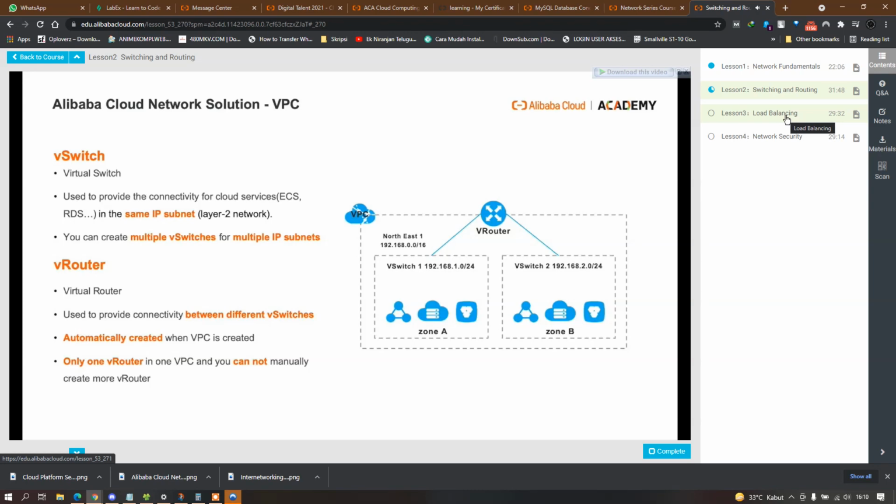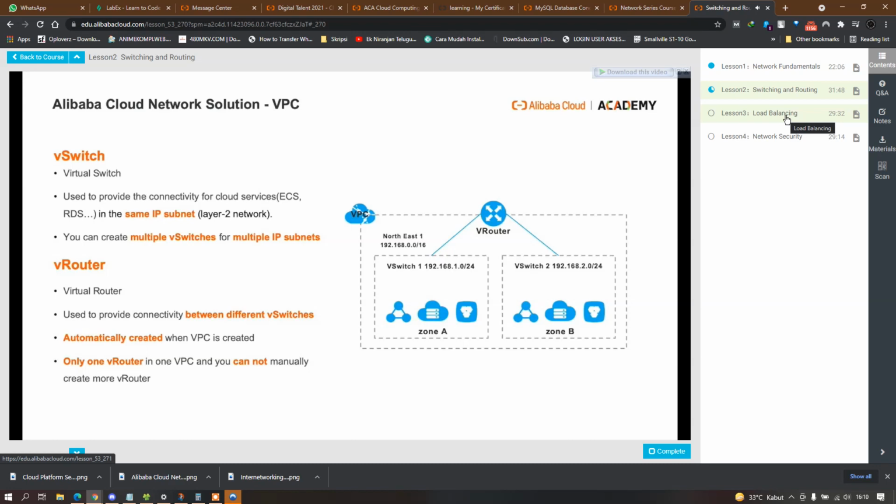And you can create multiple vSwitches for multiple IP subnets. This is easy to understand, because if you design or architect your IP segmentation in different segments, you should create several vSwitches, and each of the vSwitches will connect the hosts or the ECS instances in one network, in one subnet.